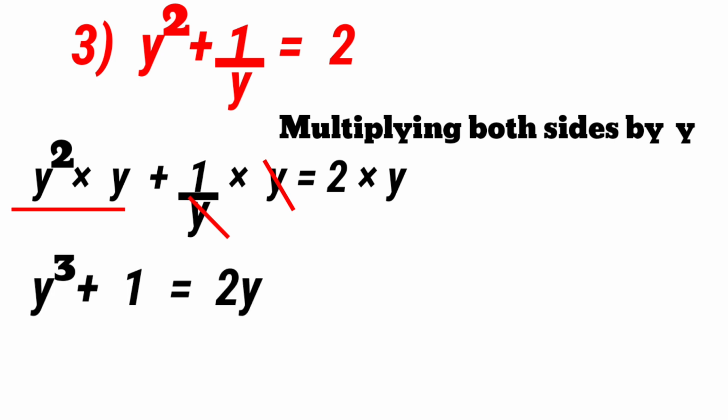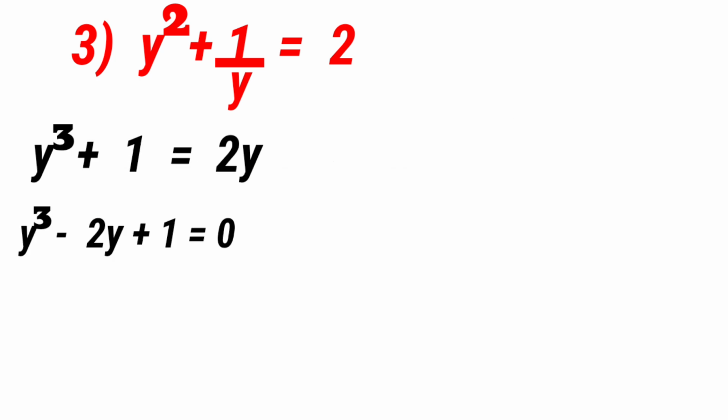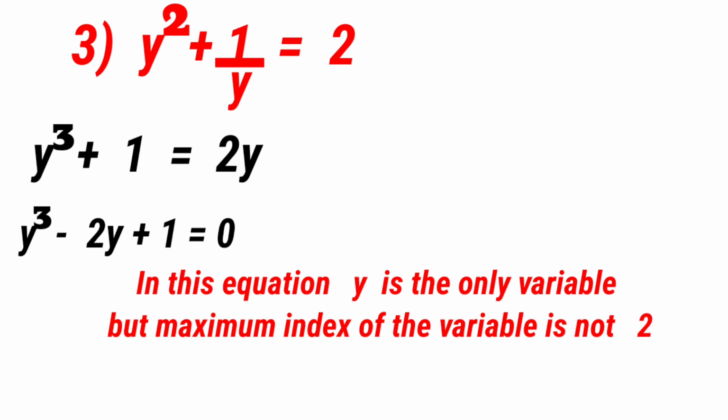In first term, y square times y, y square means 2 index and y has 1 index. Total 3 index. So y cube plus 1 is equal to 2y. 2y goes from right side to left side, so its sign will change. Y cube minus 2y plus 1 is equal to 0.